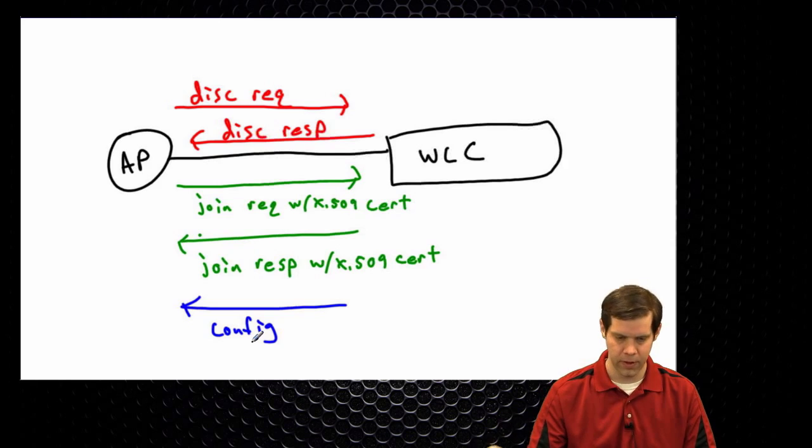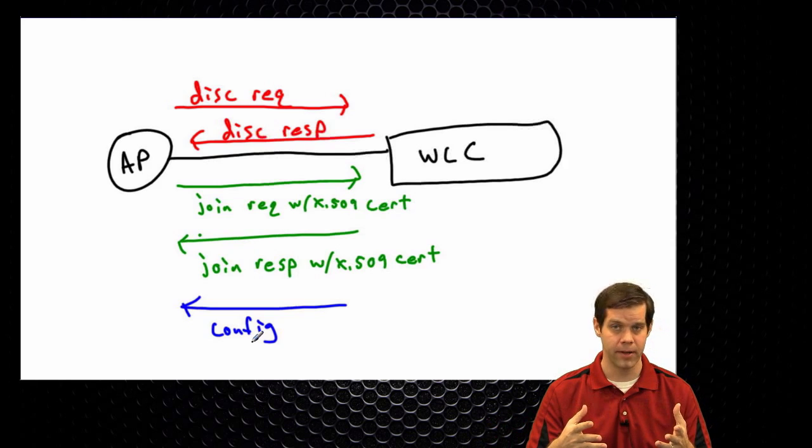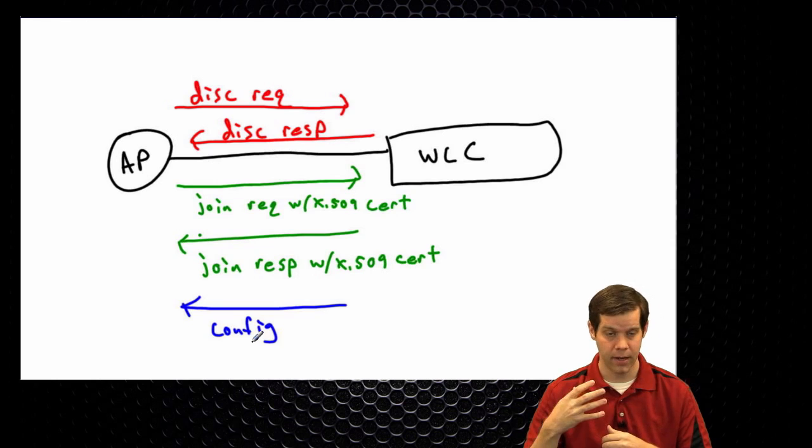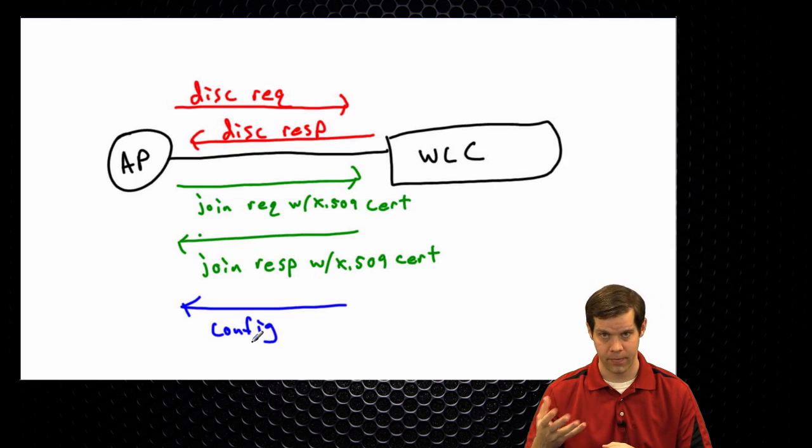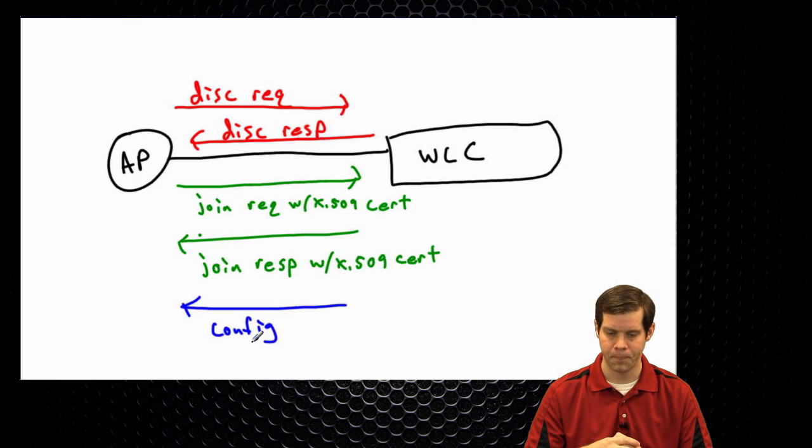Just a quick rehash. We've discovered a bunch of controllers by their management IPs. I send a discovery request to every single controller. The controller responds back with a discovery response with lots of information, including an AP manager IP address to join up to. I join up to the AP manager IP address that I learned in the discovery response. The controller validates the AP cert, sends its own cert to the AP, and the AP validates the controller. We do any code upgrades or downgrades, and finally configuration is pushed down to the access point.